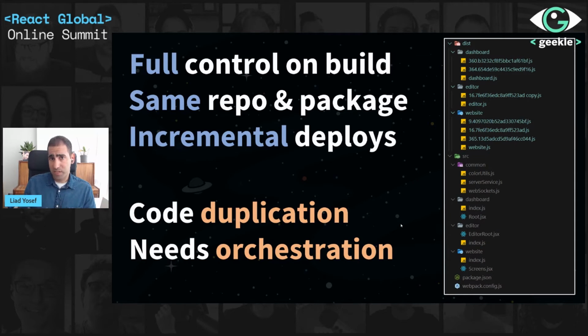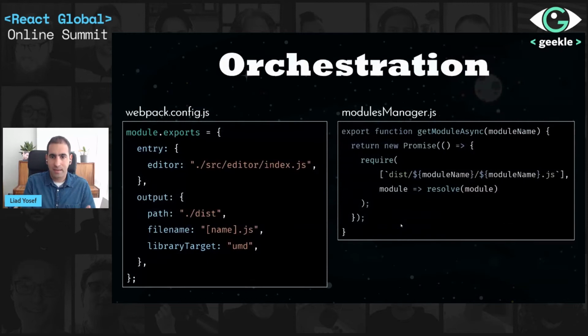But the new problem that we now have is, first of all, code duplication, because every bundle bundles its own dependencies, and it still needs orchestration. Now it needs even deeper orchestration. So what we're doing, for example, is we have a file that's called modules manager, and the modules manager basically says that if in the code I want to load some bundle, that now the bundle is totally separate, I need to do it in the code. Webpack doesn't know that I have different bundles because we're doing different separate webpacks.